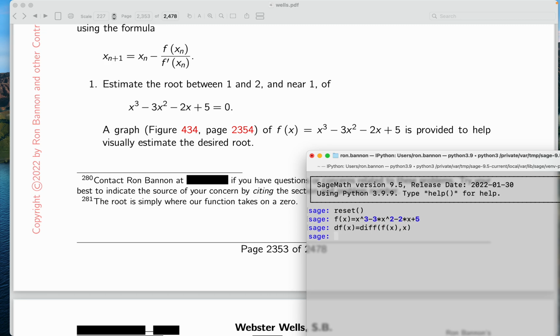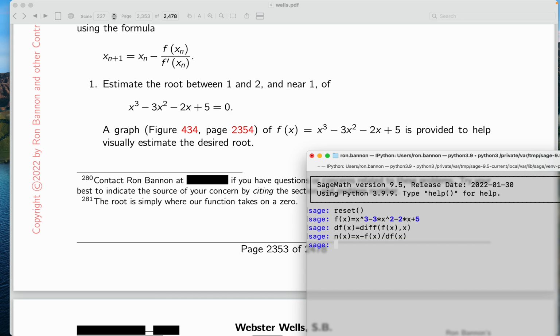And now I'm going to define Newton's function, and I'm going to call it n. And what's Newton's function going to be? It's going to be x minus f of x, and this could be a general structure, by the way, over df of x. All right, things are going along pretty smoothly.